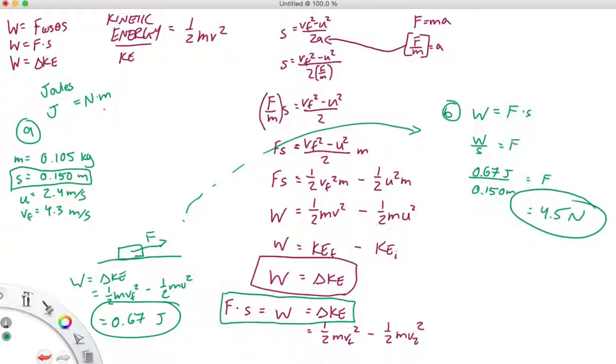So this is just a little taste of how these equations kind of go back and forth with each other. All right, that's all we have for this section. It should be fairly easy for you. Good luck.